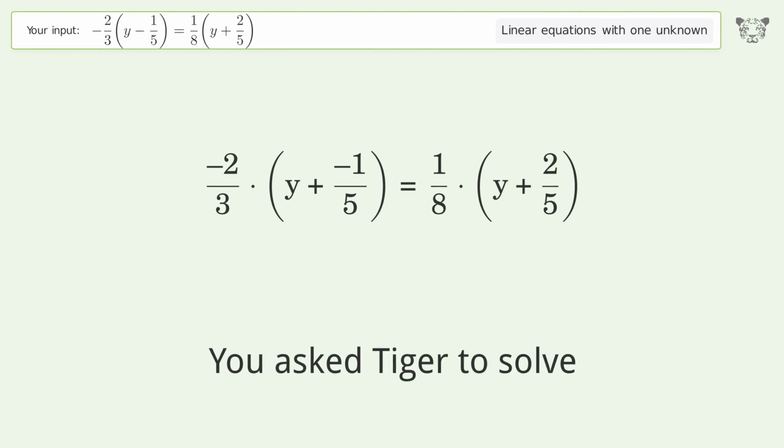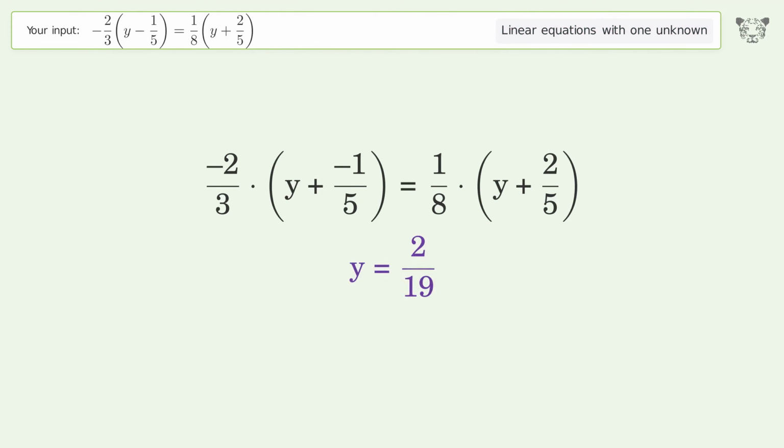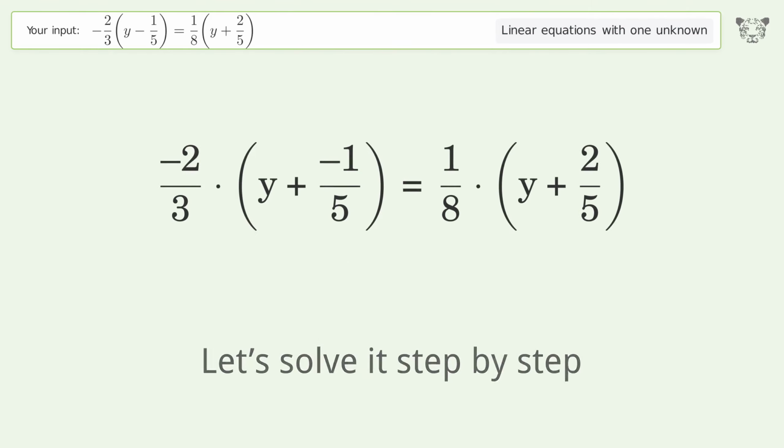You ask Tiger to solve. This deals with linear equations with one unknown. The final result is y equals 2/19. Let's solve it step by step.